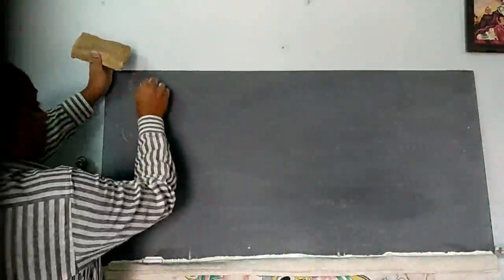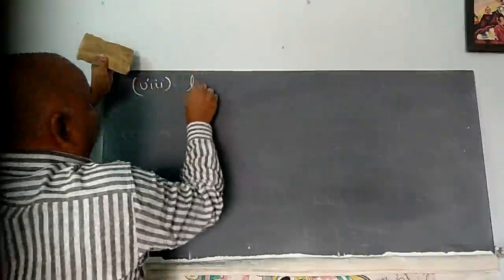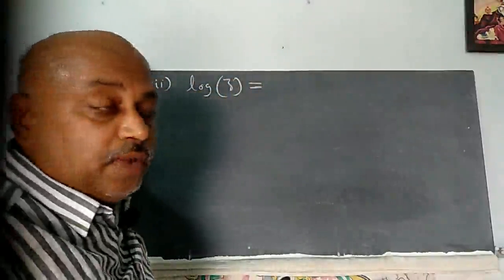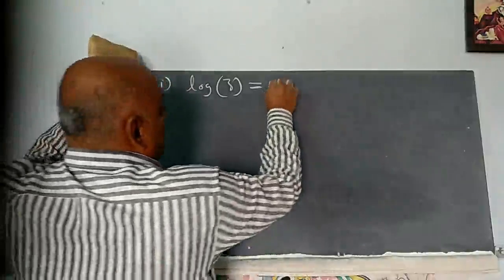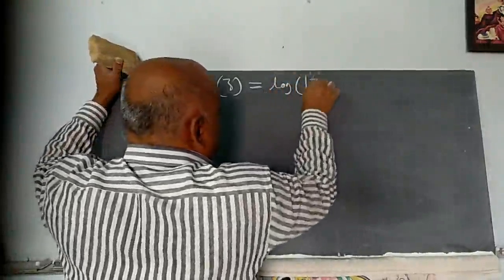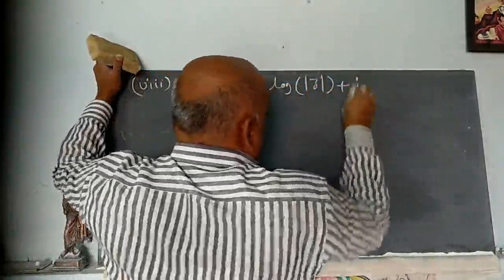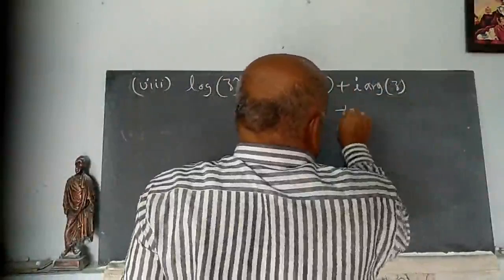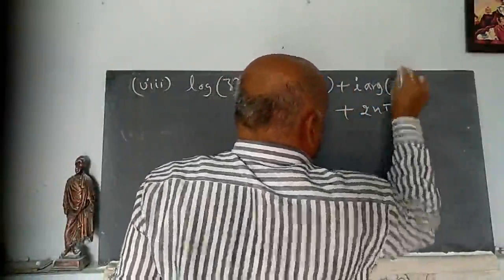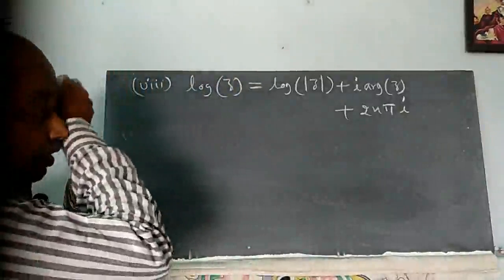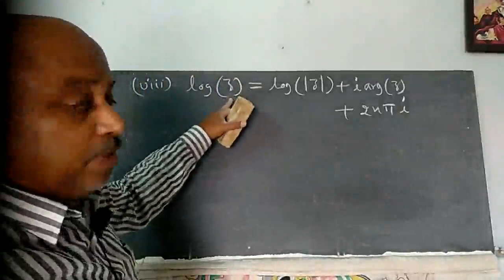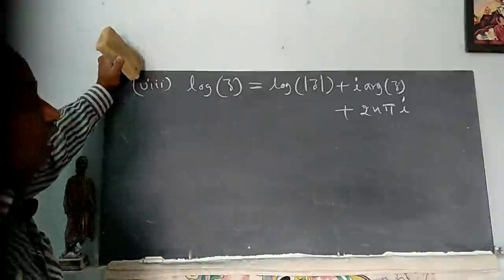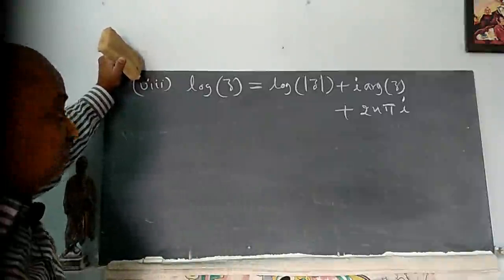Next one, what is the logarithm of a complex number? So log z is log of mod z plus i into argument of z plus 2n pi i. This is the logarithm of the complex number z. So these are the properties defined on the concept of the argument of z.